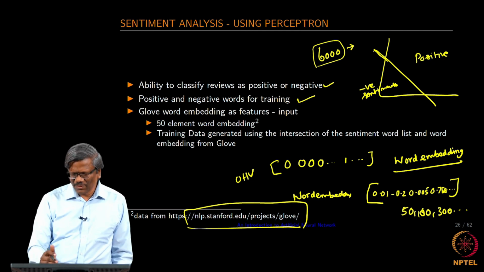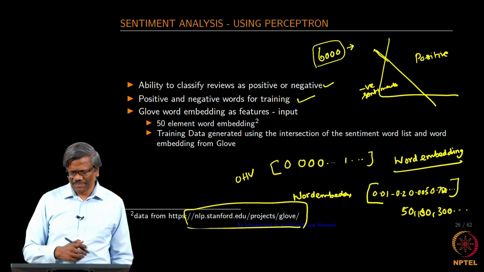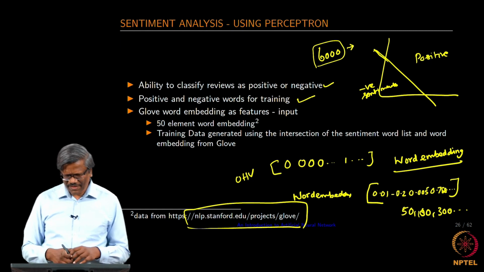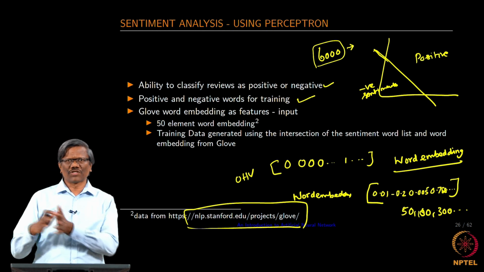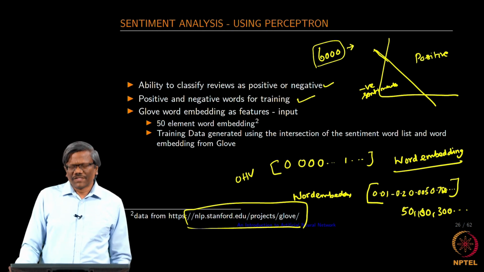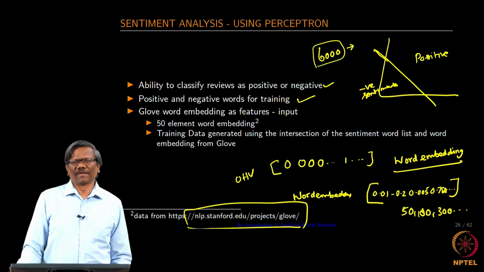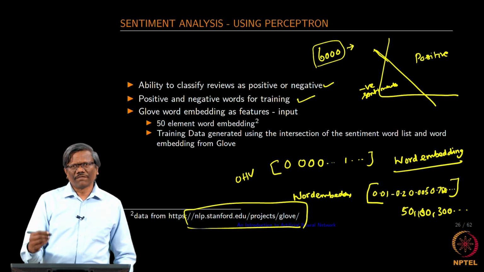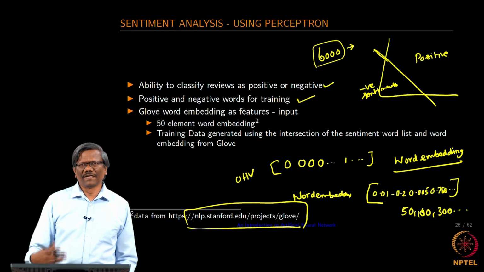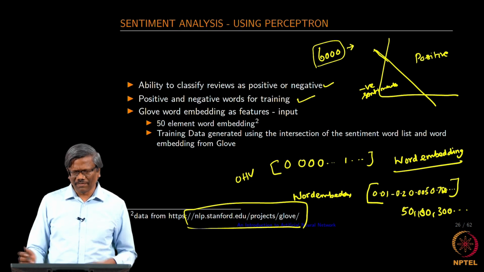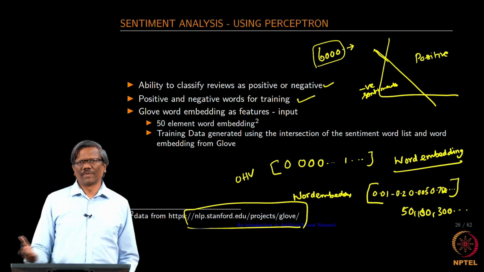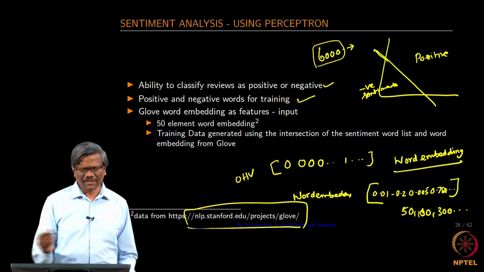So, I have taken those 6,000 words from some website. I am sorry I have not listed it here, but you can search for positive or negative words. You will find at least a couple of websites listing those words, and then take each one of them and try to find out whether the word embedding is available or not. And then again you get one more collection which could be equal to 6,000 or could be less than 6,000 words. Okay. So, that does not matter.